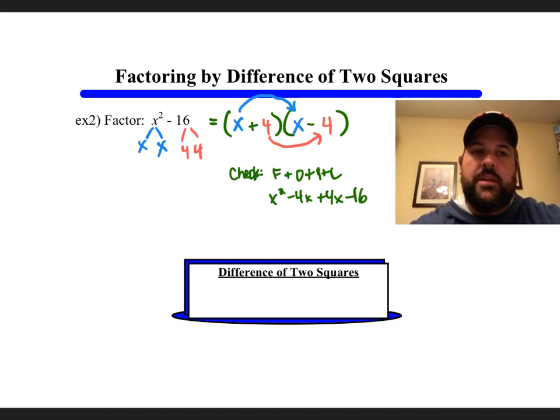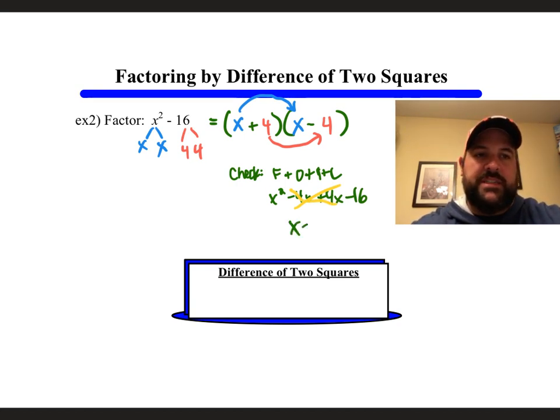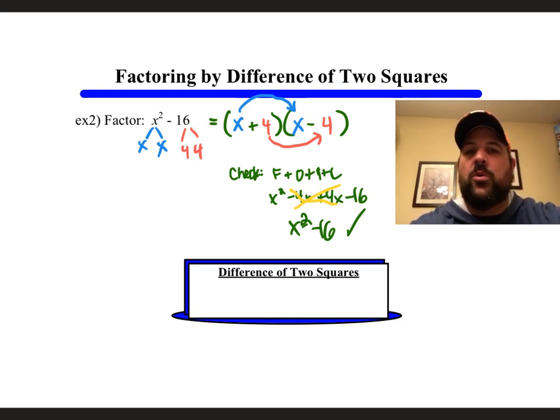And here, the negative 4x and positive 4x cancel each other out. So that leaves us with x squared minus 16. That would mean that this is our correct FOIL, and this is our reverse FOIL, and this is the basic setup for any difference of squares.